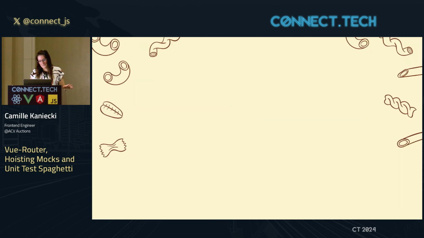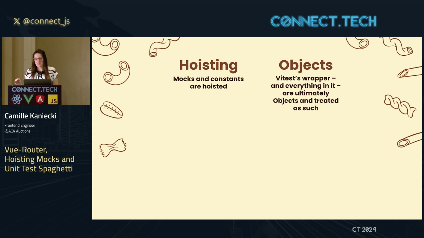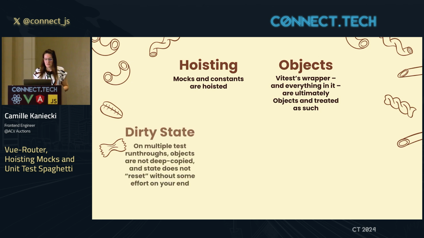In conclusion, and I'm just going to repeat myself so that if you take away nothing else from this talk, you take this away. Hoisting. Mocks and constants are going to be hoisted above your initialization of your wrapper in vtest. So always keep that in mind. Objects, so v-test wrapper and everything in it, are ultimately objects and they're going to be treated as such. On multiple test run-throughs, objects are not deep copied, even though the documentation says that they are. It's not true. And state does not reset without some effort on your end. Simply destroying the wrapper is not going to do it.